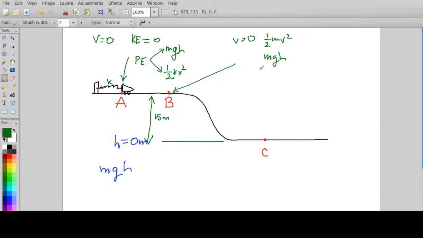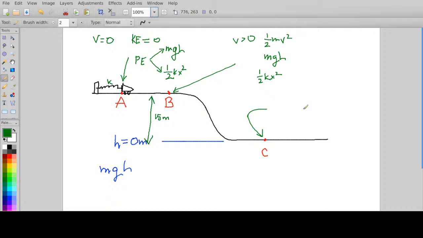But the spring is out of the picture, and so the potential energy due to the spring, that's gone. Okay, that's going to be 0. So yes, kinetic energy, yes, potential energy due to gravity, but no potential energy due to the spring.